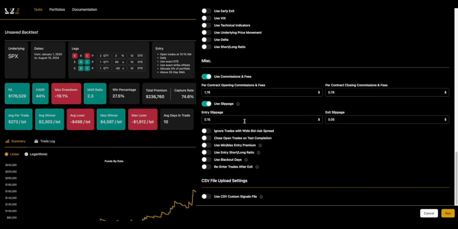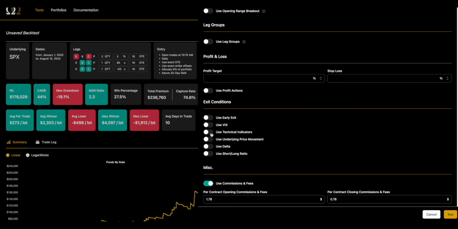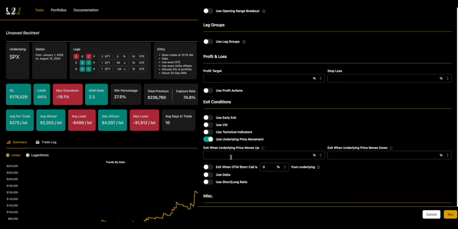Let's put an exit on here, and we'll bump up the exit slippage to 15 as well. Okay, yeah, I think we're going to want to do an exit. Let's just do an underlying exit. So here's what we'll do. We're going to exit when the short call is points. And here's what we can do.